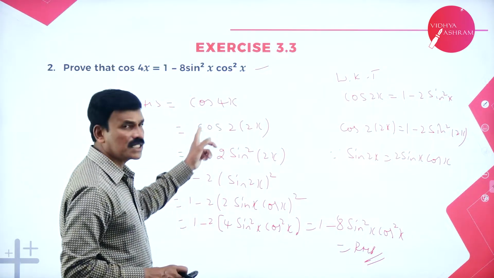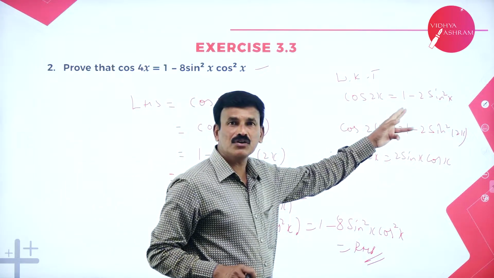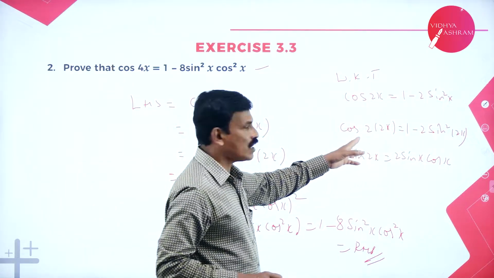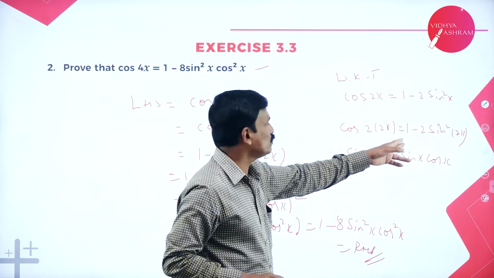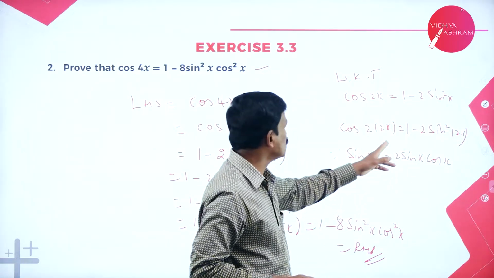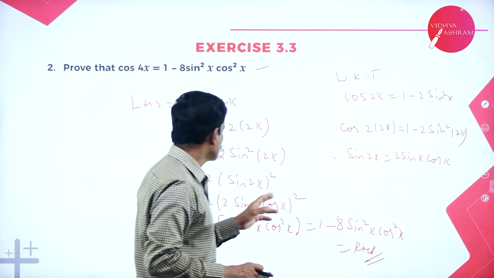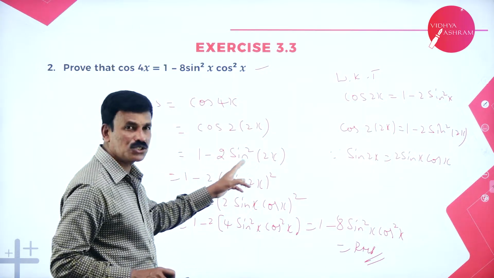Now, cos 4x can also be written as cos of 2 times 2x. Since cos 2x is equal to 1 minus 2 sine square x, cos of 2 times 2x can be replaced, just replace x by 2x, that's all. 1 minus 2 sine square 2x. So, for this x, put x equal to 2x. So cos 2 times 2x is equal to 1 minus 2 times sine square 2x.